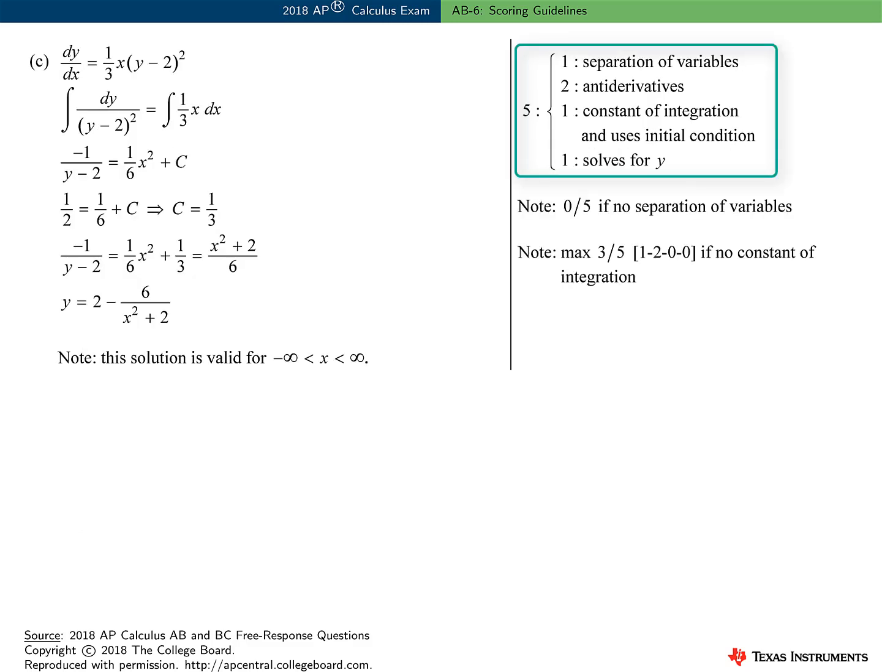Part C was worth 5 points, and these points were earned, or another way to think about it, partial credit was awarded, along the way to solving this differential equation using separation of variables. The first point was for separating the variables. The next 2 points were for the antiderivatives, 1 point for each side. The fourth point was for introducing a constant of integration correctly and for using the initial condition. And the last point was for putting everything together and solving for y.